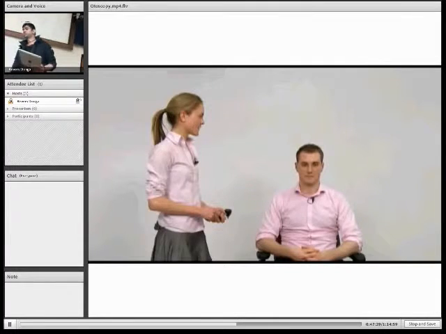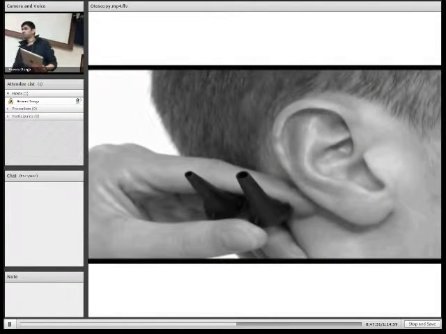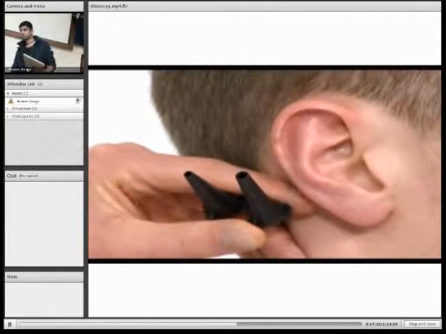Is performed to visualize the external auditory meatus and the tympanic membrane. There are 2 sizes of speculum for the otoscope.